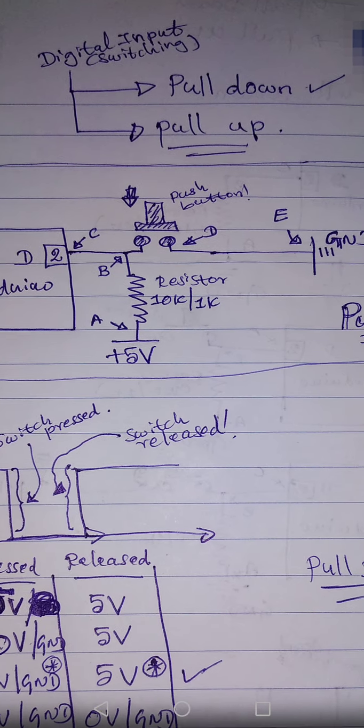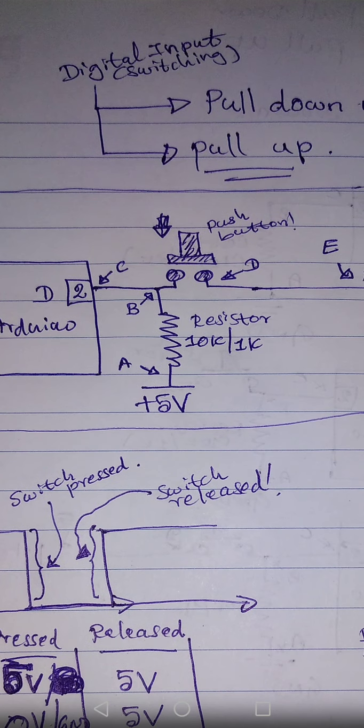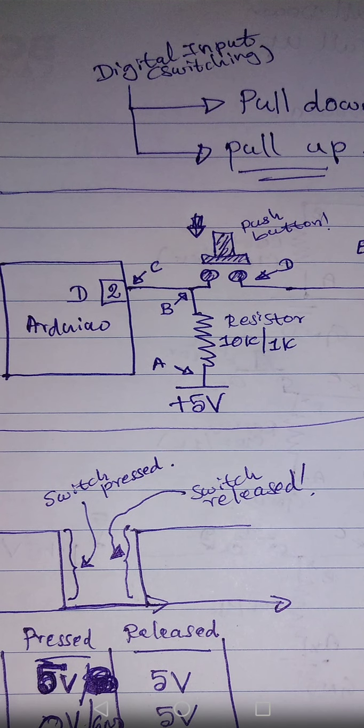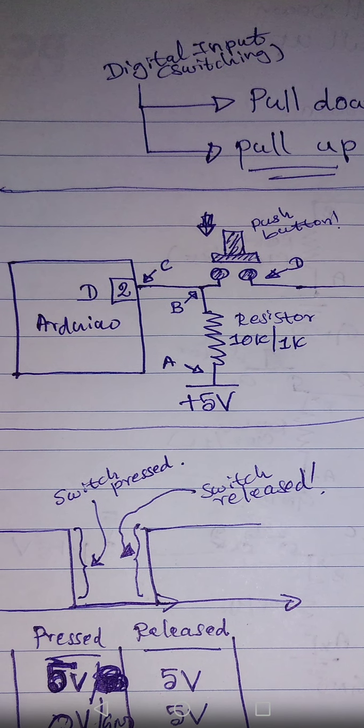Okay. So if you look at this picture, I will minimize this again. You can see this is the pull-up circuit. It is actually the same circuit as pull-down, right? You see the pin, a wire is coming out of the pin and a resistor, and the resistor goes to plus 5 and the button goes to ground. So what is the difference?